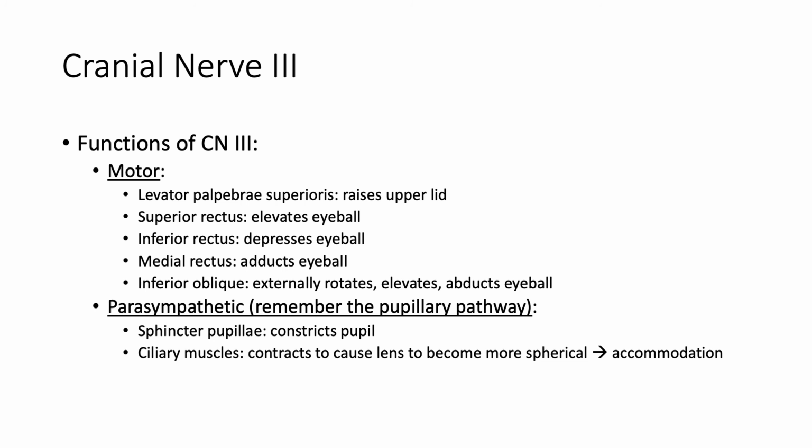A cranial nerve 3 palsy can also cause pupil dilation. As a review, the cranial nerve 3 has a motor component consisting of the levator palpebrae superioris, which raises the upper lid, and the superior rectus, inferior rectus, medial rectus, and inferior oblique, which move the eyeball. Cranial nerve 3 also contains parasympathetic fibers, which innervate the sphincter pupillae, resulting in pupil constriction, as well as the ciliary muscles, which help in accommodation by causing the lens to become more spherical.